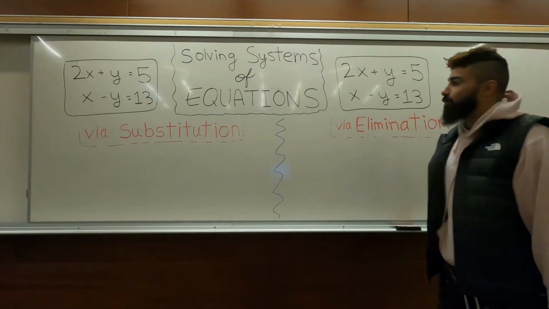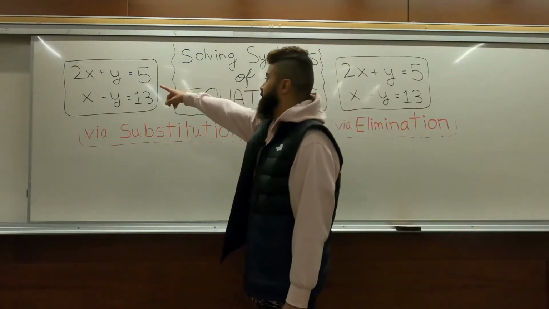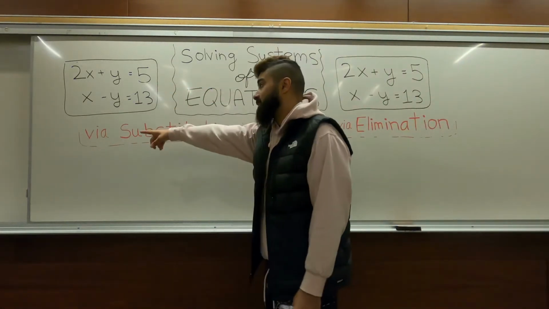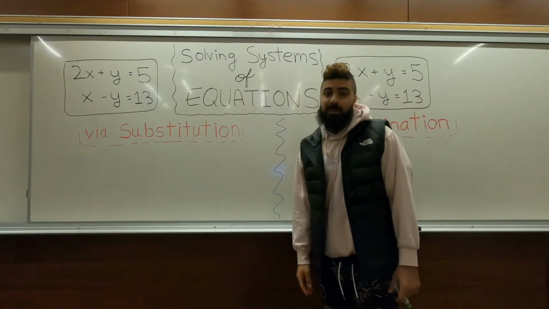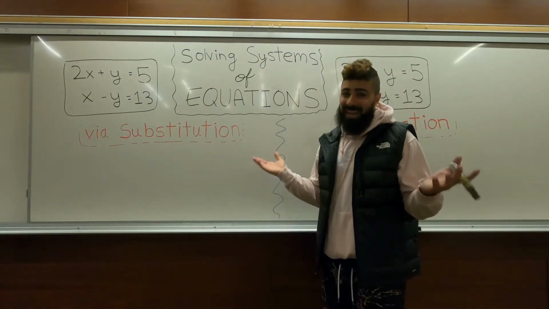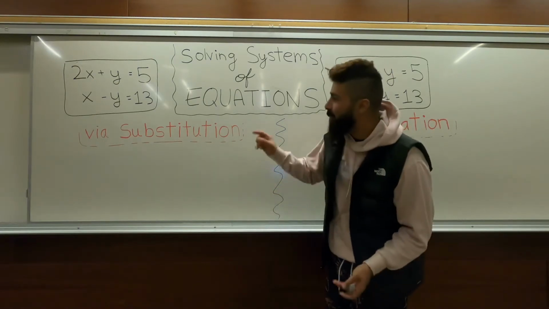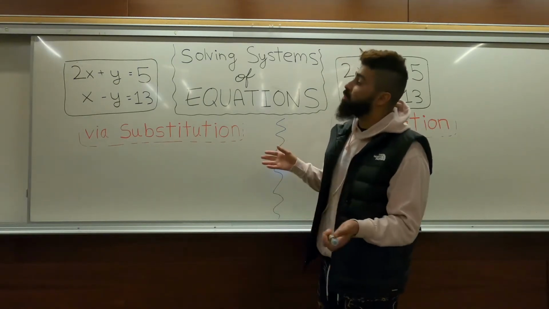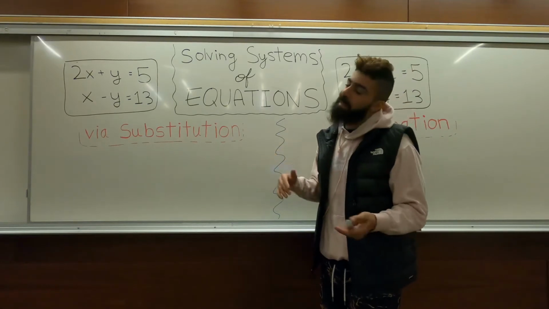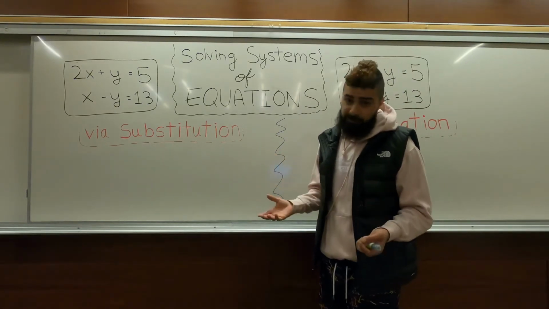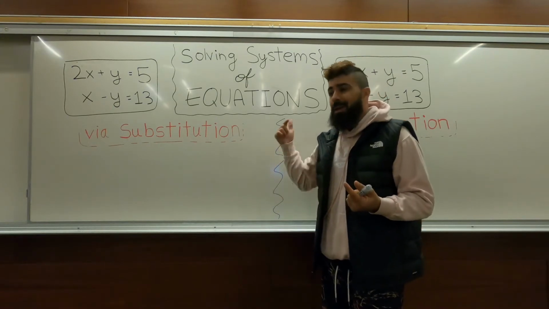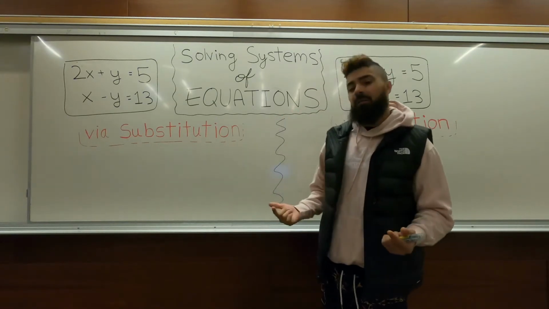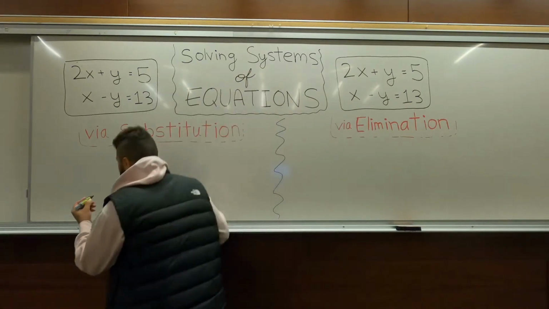So the equation posed is 2x plus y equals 5. x minus y equals 13 is the second one. So first we're going to focus on substitution. What is substitution? It's exactly substitution. You substitute one into the other. Alright, so what you do is you pick a variable that you'd like to isolate, that you'd like to get by itself, solve for that variable in one of the two equations, plug it into the one that you did not solve. Okay? So I'm going to go ahead and rewrite that here.